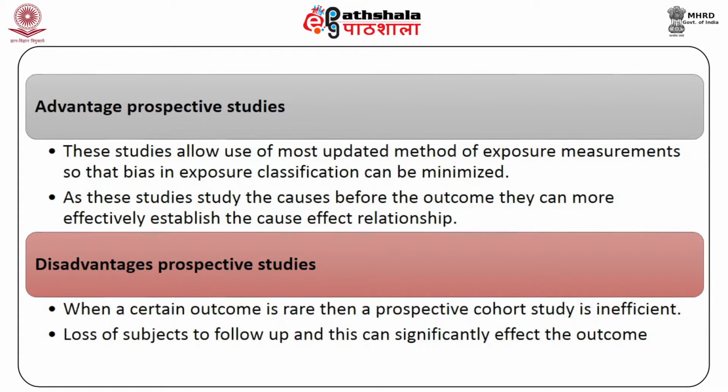Now the advantages of prospective studies. First, these studies allow use of the most updated methods of exposure measurement so that bias in exposure classification can be minimized. Second, as these studies study the cause before the outcome, they can more effectively establish the cause-effect relationship. Now, disadvantages of prospective studies. When a certain outcome is rare, then a prospective cohort study is inefficient. Loss of subjects to follow-up can also significantly affect the outcome.